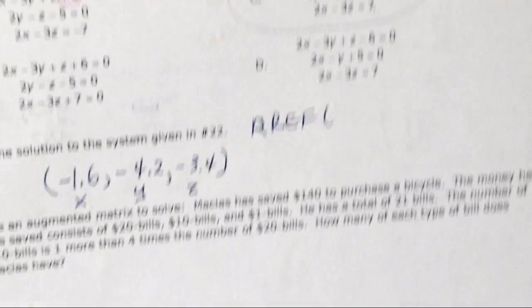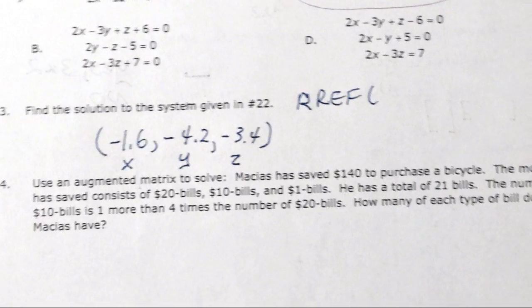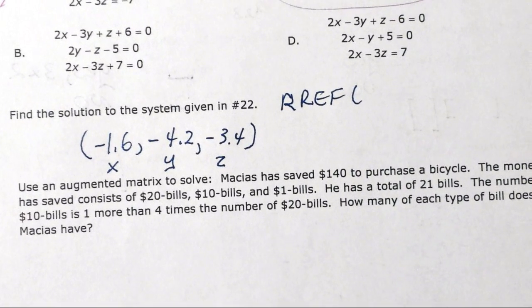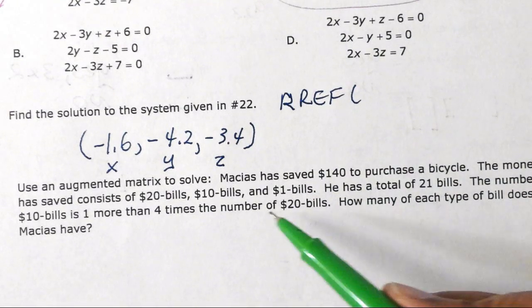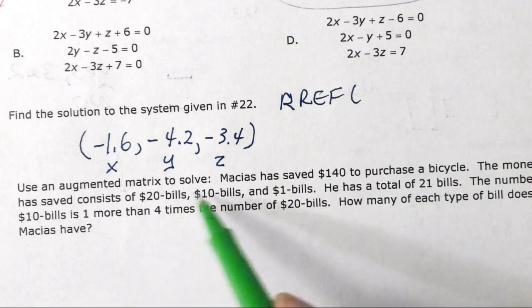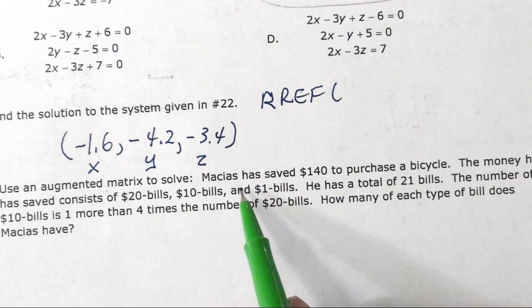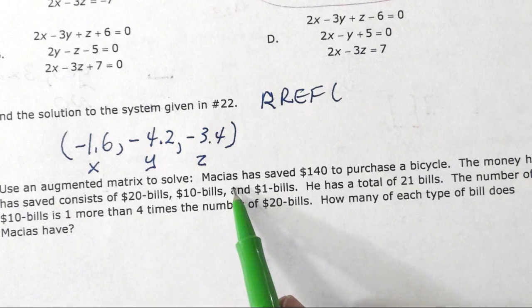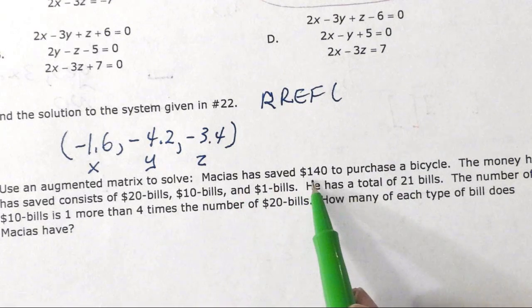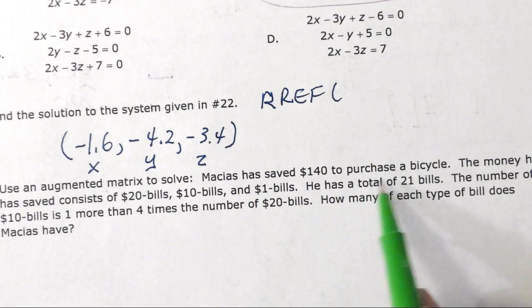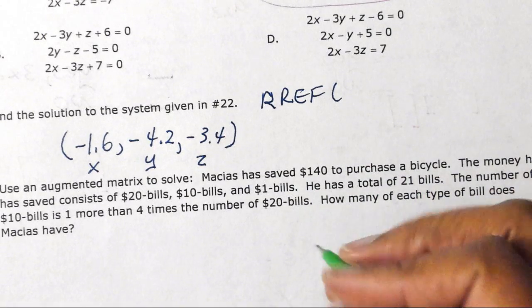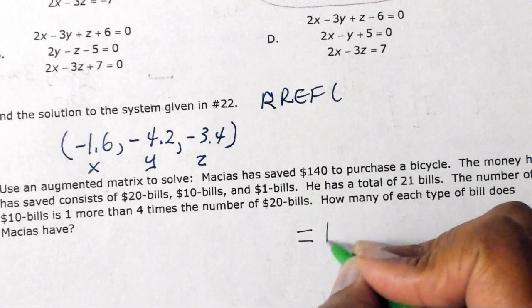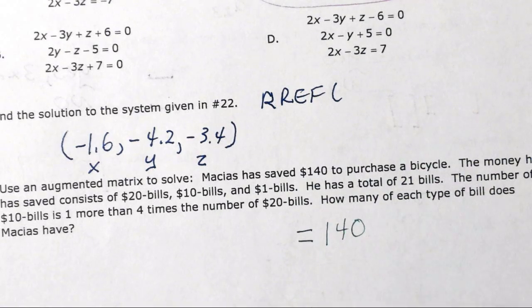Our very last problem, ladies and gentlemen, is the word problem. And in the word problem, we have to set up the system. I know we don't like it. We can do it. So let's start reading. And we're setting up an augmented matrix. We have a student who has saved $140 to purchase a bike. We know there's a total here. That helps me know I have something that's going to be set equal to 140.